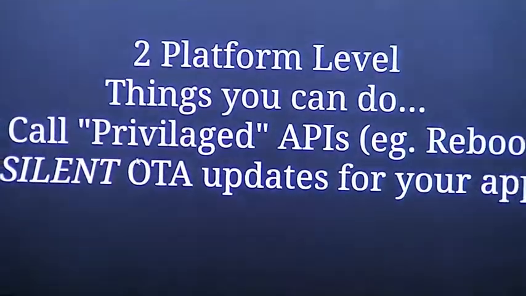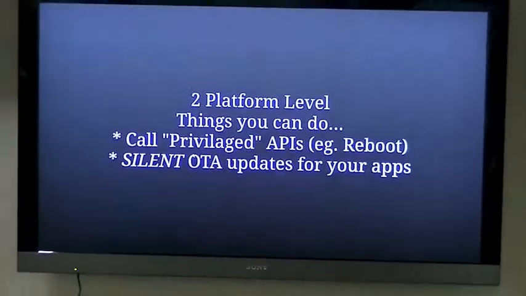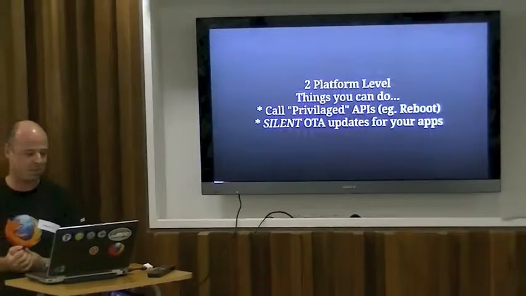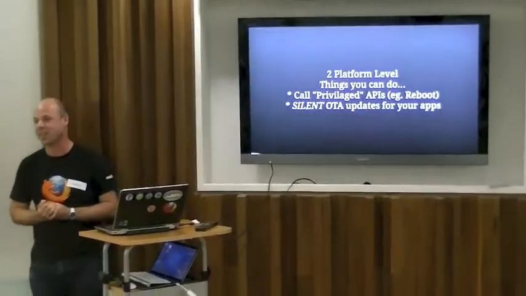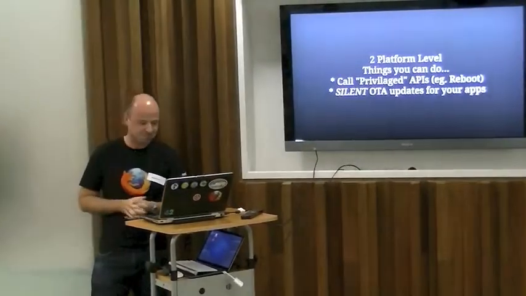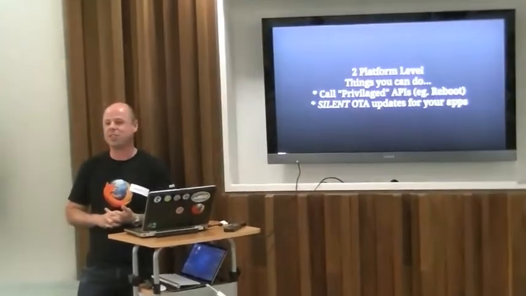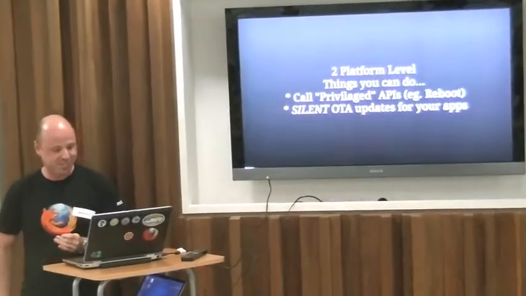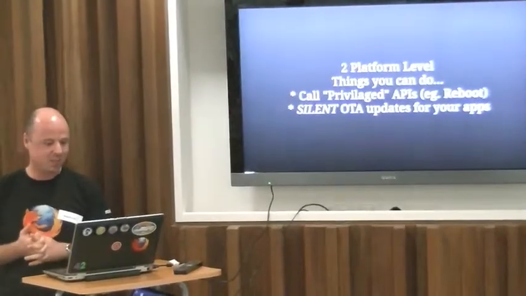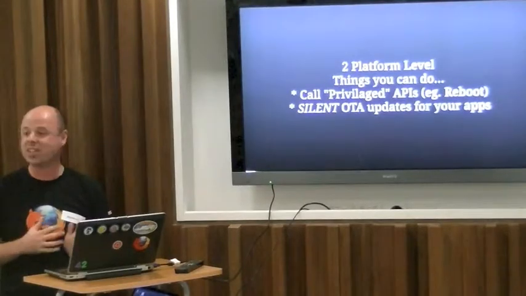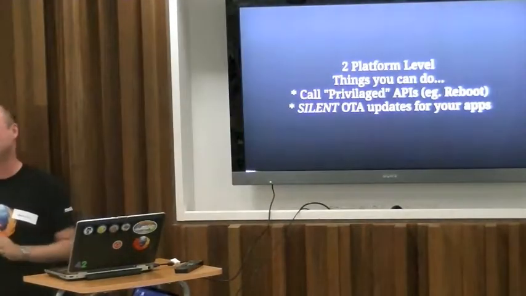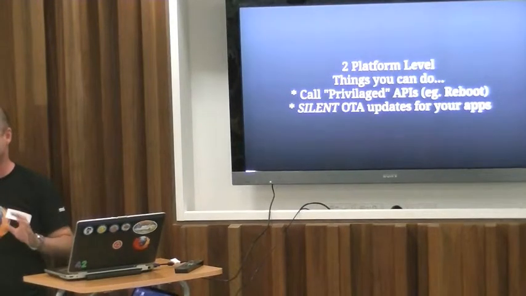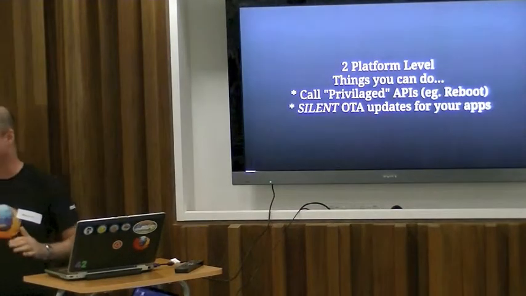So, next up is the platform level. Things you can do at this level, you get to call the privileged APIs that I've talked about before. So you can do things like reboot the device if you want to. You can also do things like silent OTA updates, which I'll talk about more in a sec. So once you have this level, you can do these kinds of things which no normal application can do.